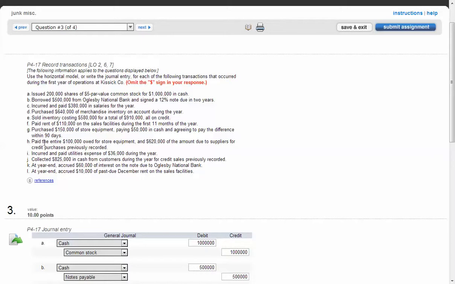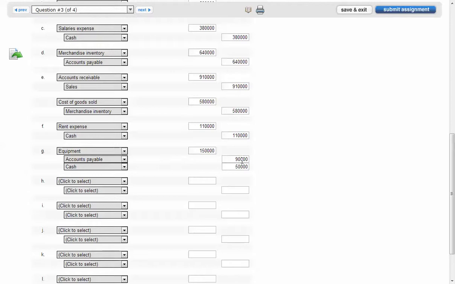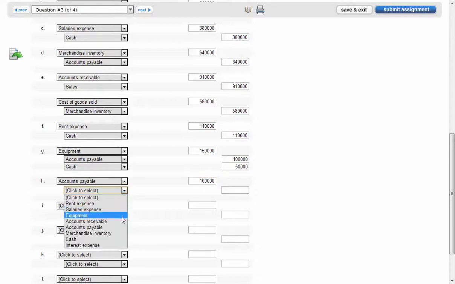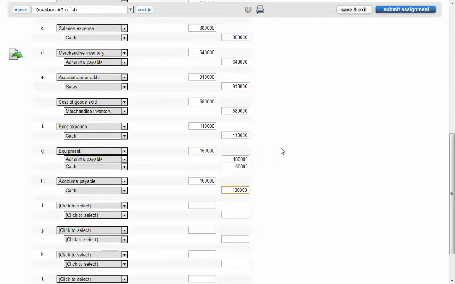How about an H here? We paid the entire $100,000 owed for store equipment. Oh, did I do 90? Yes, see, I would have messed up. My debits wouldn't equal credits here. So $100,000 we're going to pay. So we know we debit accounts payable because we just credited it here. We want to get rid of that. And we'll credit cash because we paid that entire amount.